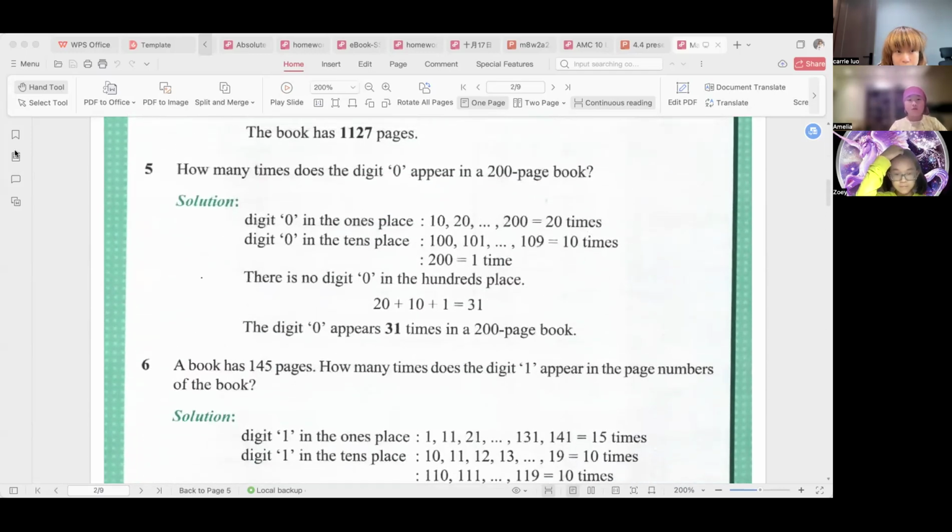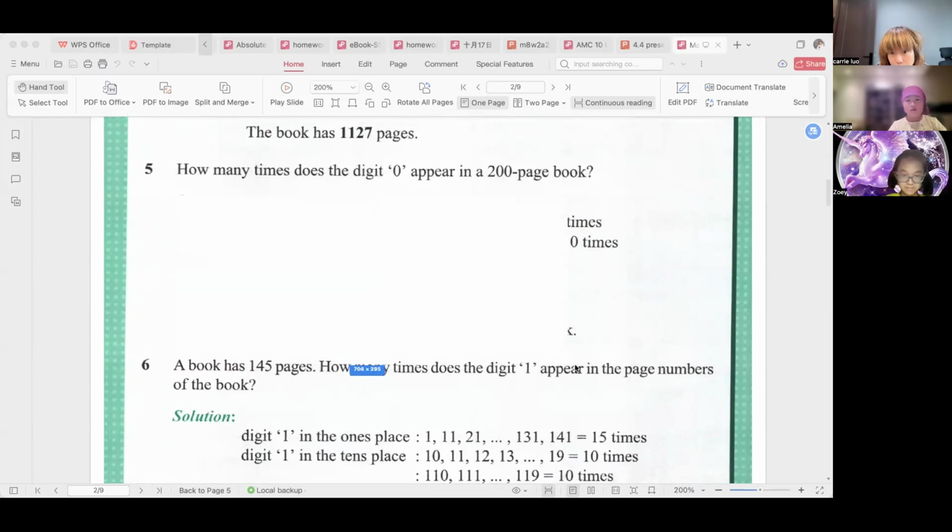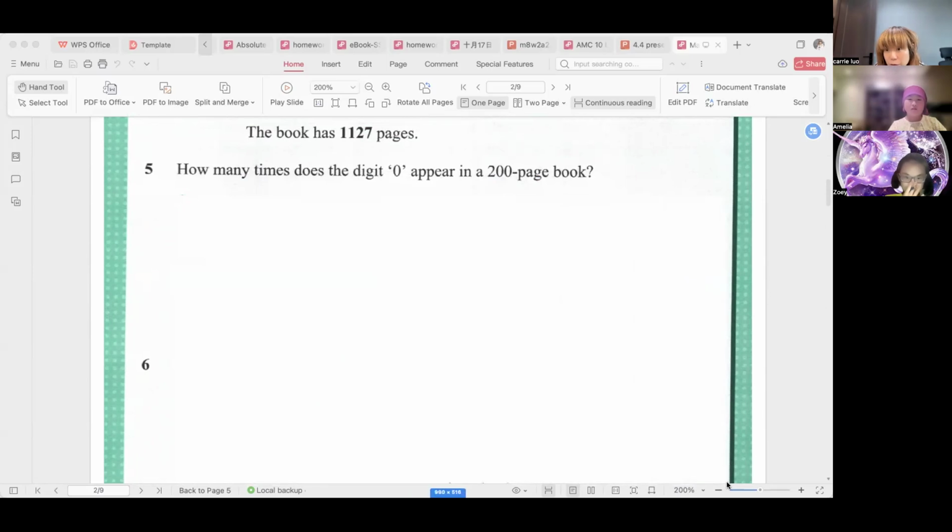Okay? So how many times? Amelia, you need to start to think about it. Don't look at the answer, right? The teacher has already covered the answers. Okay, so let's take a look at this one.